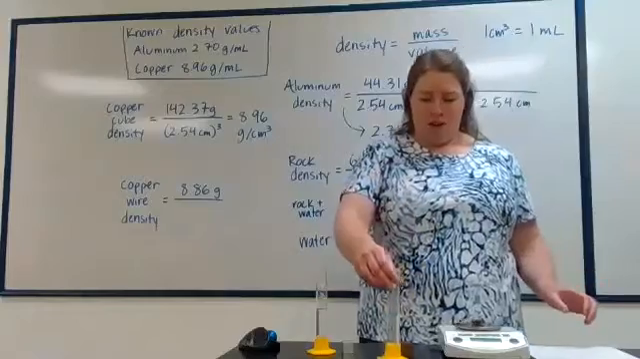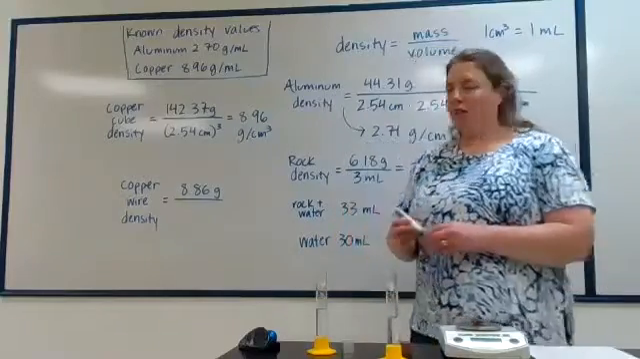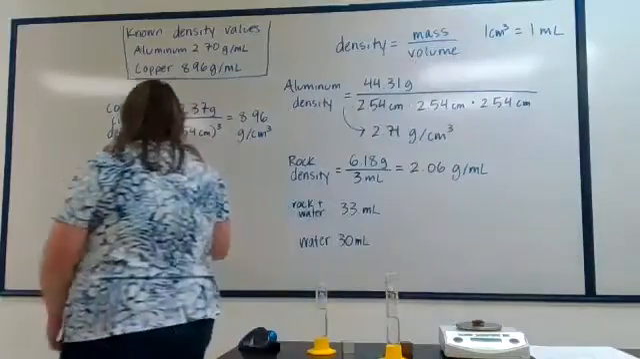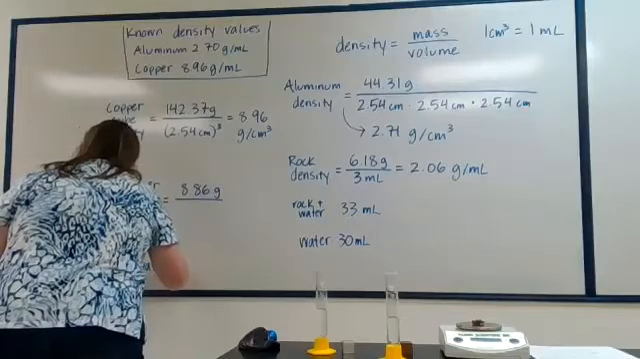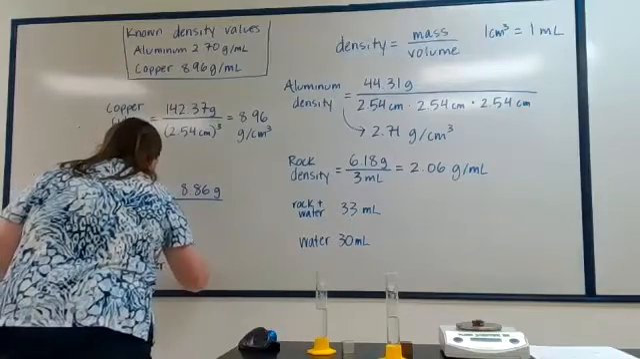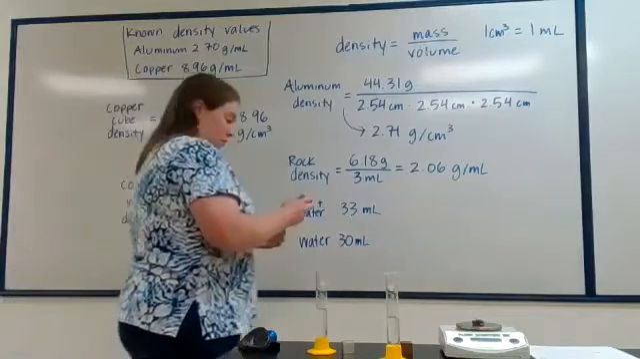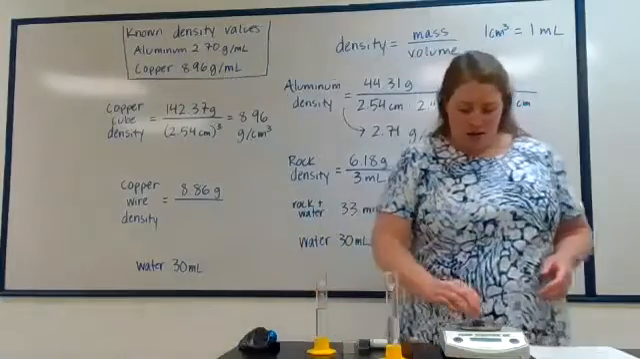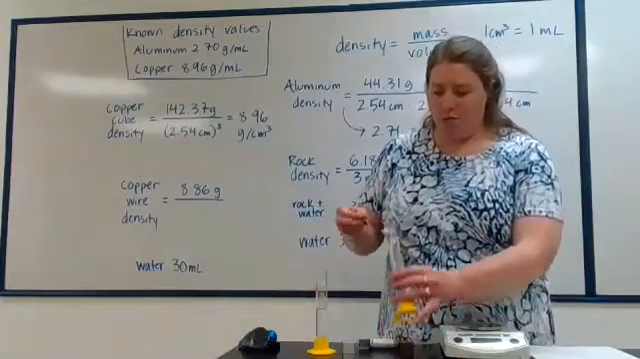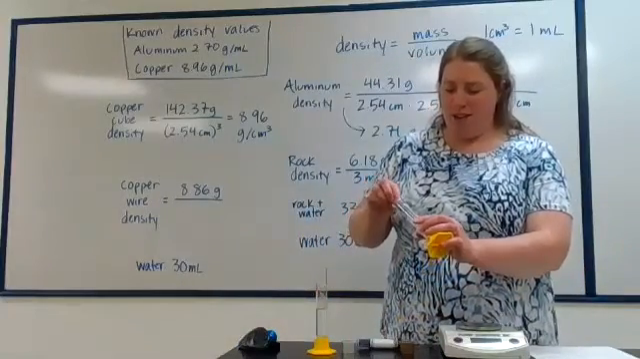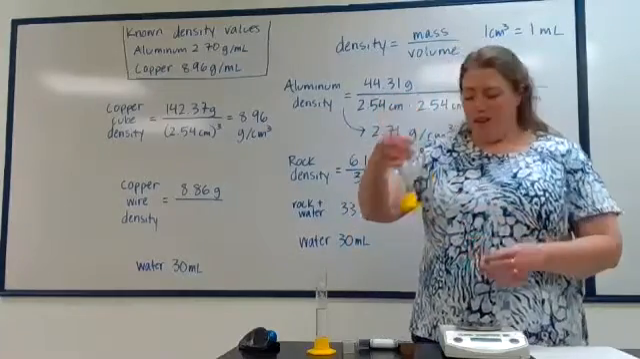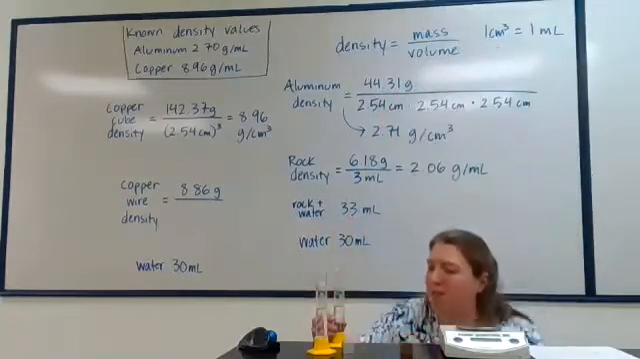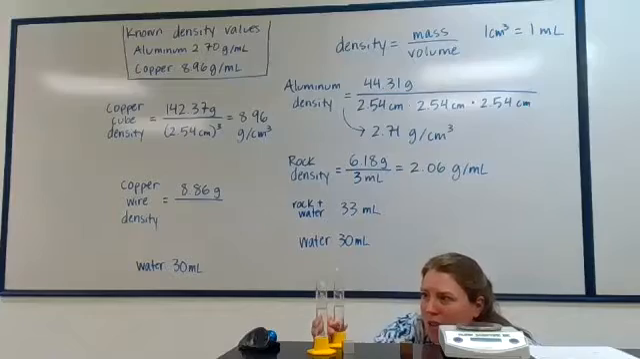And here's another graduated cylinder that has exactly 30 milliliters of water. I'm going to add these two pieces of wire. Again, try to get no splashing there. And look at it really closely to find the new volume.